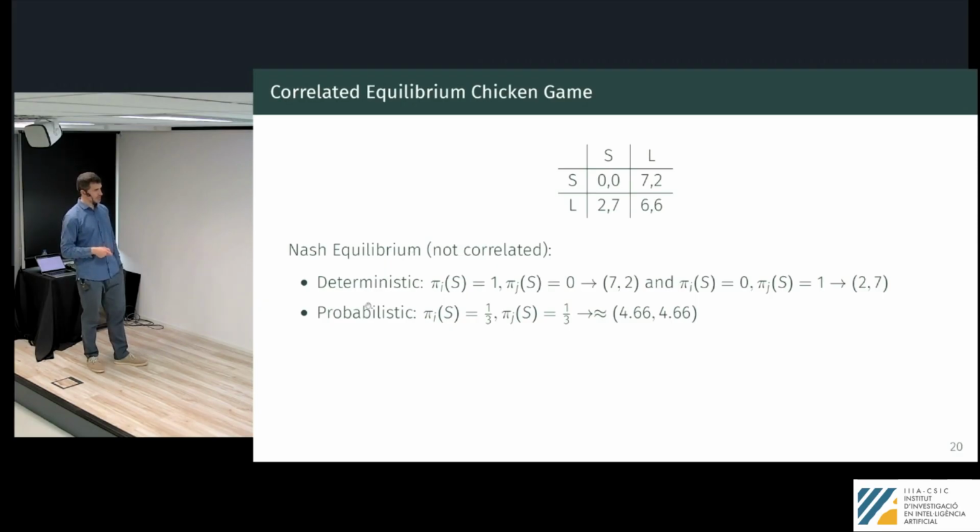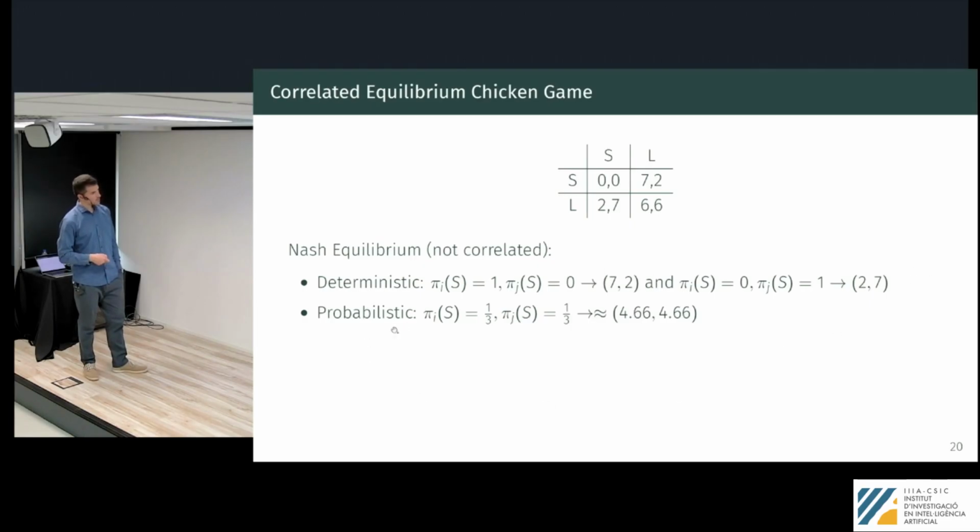There are actually deterministic and probabilistic ones. First, let's look at the deterministic ones. One is where agent I always plays action S, and agent J always plays action L, so it gives probability 0 to action S. So we have SL. Then we see that the agents get the rewards of 7 and 2, and you can see that you cannot deviate from that. Similarly, there's another deterministic Nash equilibrium, which is when agent I plays L always, and agent J plays S always. Again, you cannot deviate from that. So in these two deterministic Nash equilibria, they either get 7-2 or 2-7 as an expected return.